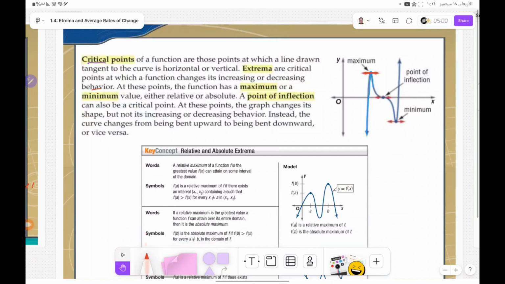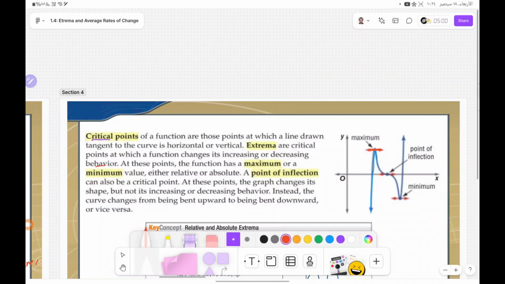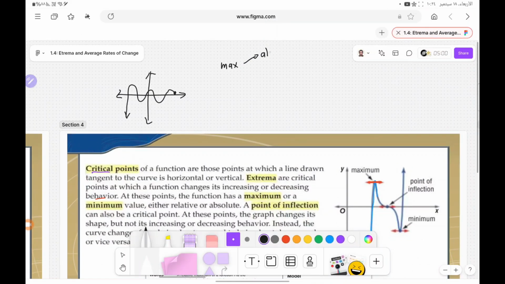Now let's look at this example. Let's say this is y and this is x, and the function goes down, up, down, then stops here. Now the maximum and the minimum. As you can see here, we have two types of maximum: an absolute maximum and a relative maximum.